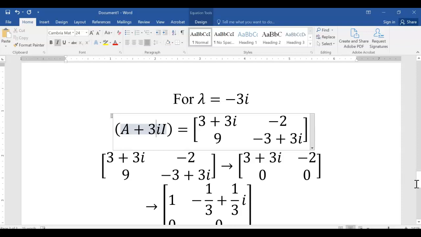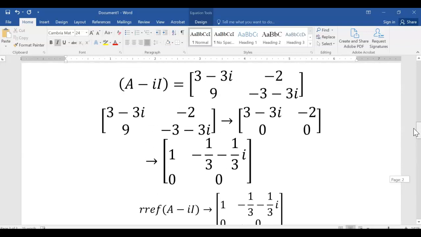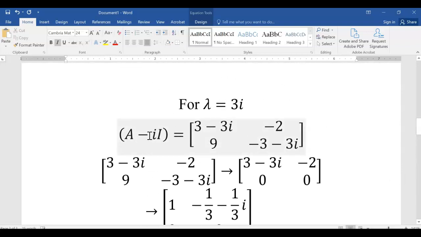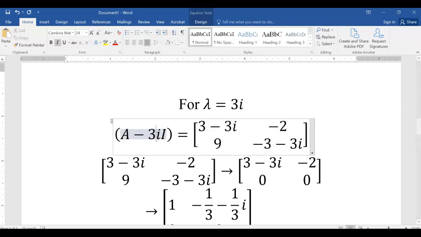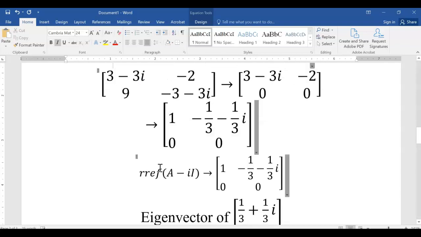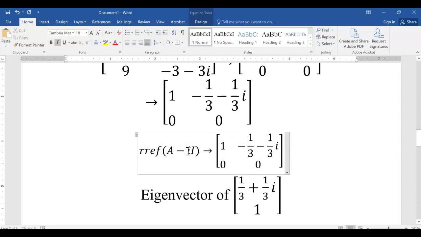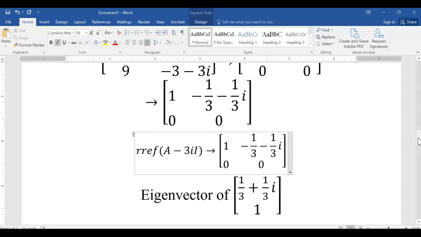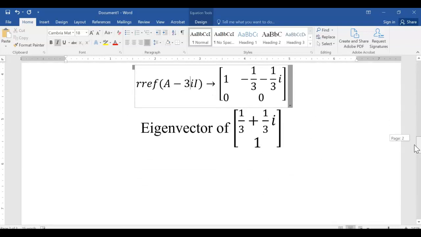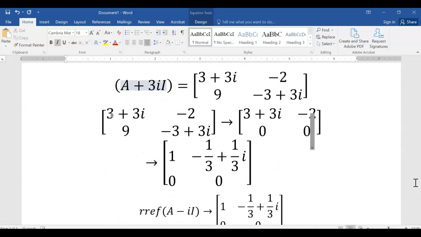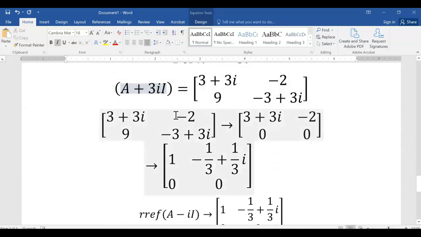You know what I just realized? I just realized that I had minus i and I should have had minus 3i in both spots. My apologies. Minus 3i, minus 3i. So here we go, A plus 3i. So you add 3i to the 1,1 and the 2,2 entries. You row reduce in a very, very similar way.